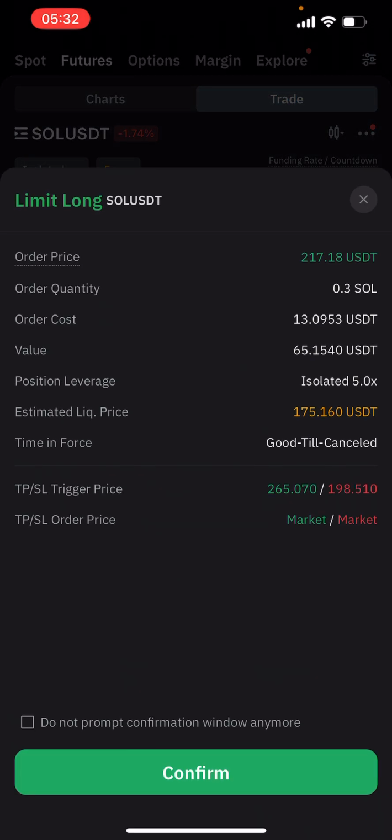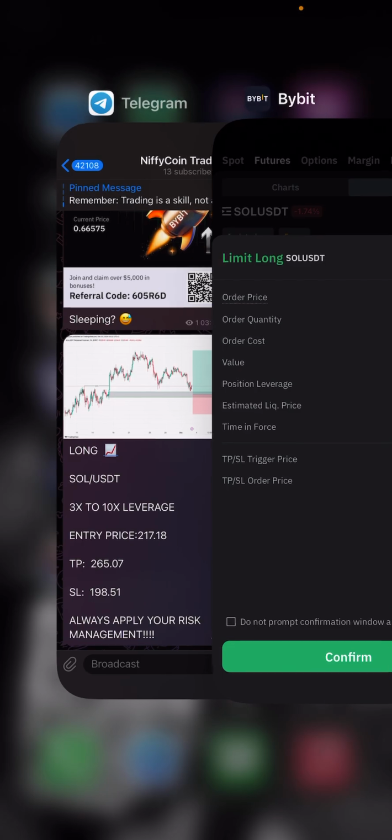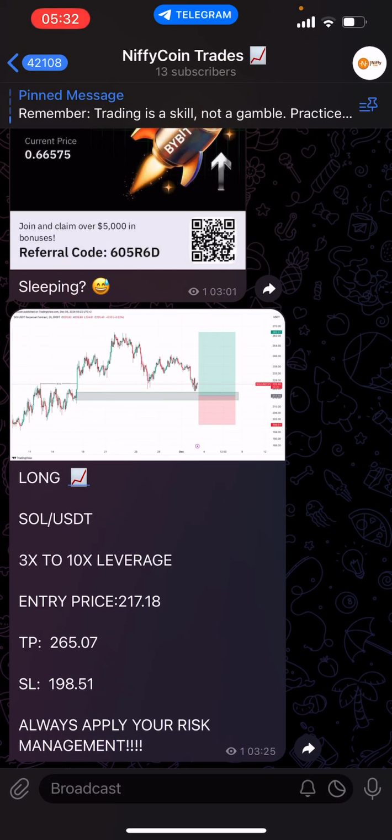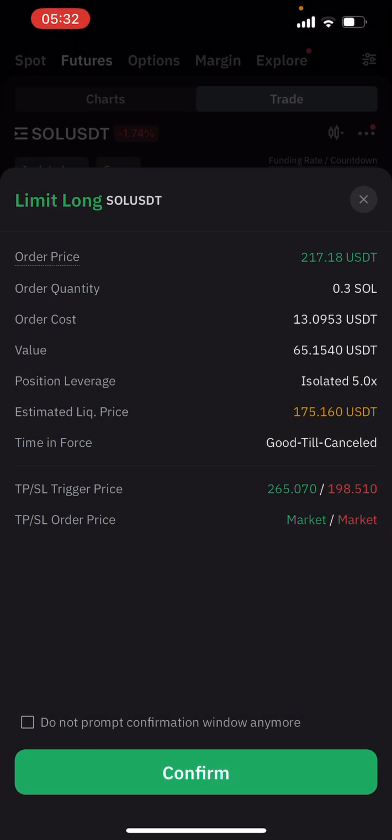Then be careful here. Most of the time I will advise you guys, once you get here, confirm whatever you've put in, confirm the values. The other price, which is the limit, which is 217.18. Is it the same thing? Yeah, it's the same thing. Check the take profit too. Lower here, you can see it, TP and SL, which is 265. Then it's right. So move up a little bit.